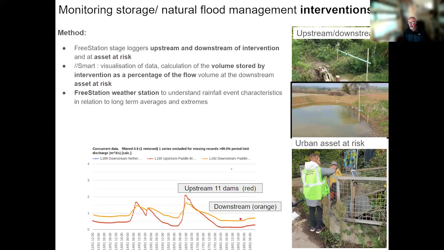We would then also put another gauge at what we call the asset at risk, so nearby, downstream, the village, the town, where the flooding is an issue. And of course, what we do that for is because we want to know the extent to which this difference, what percentage of the flood peak at the asset at risk is this? In other words, are these interventions significant?